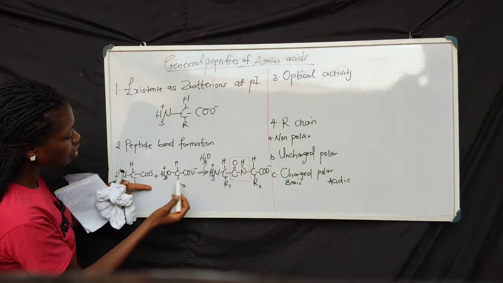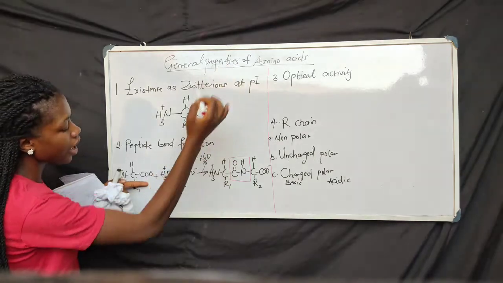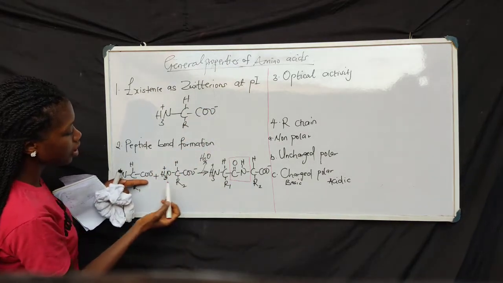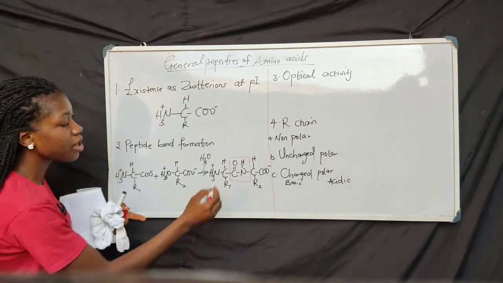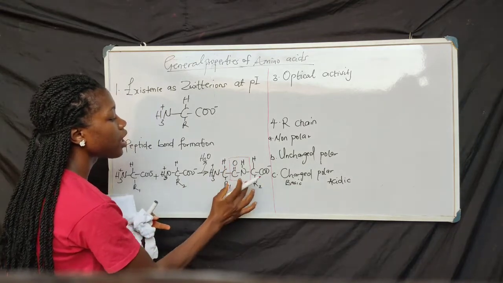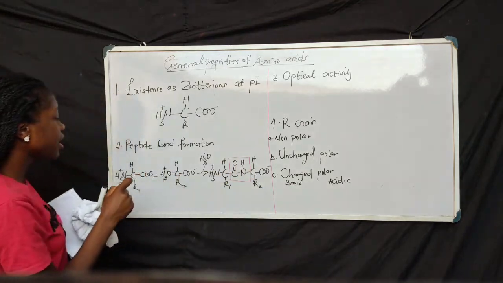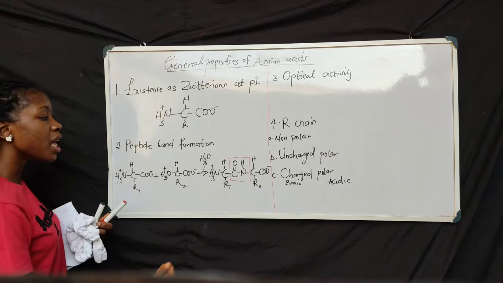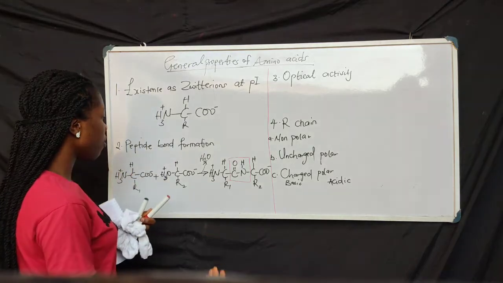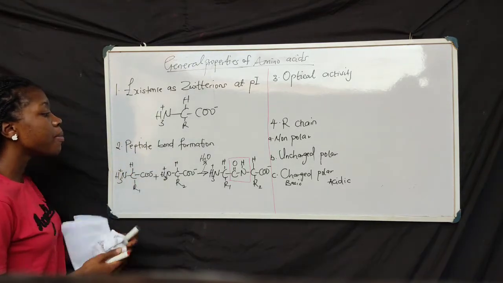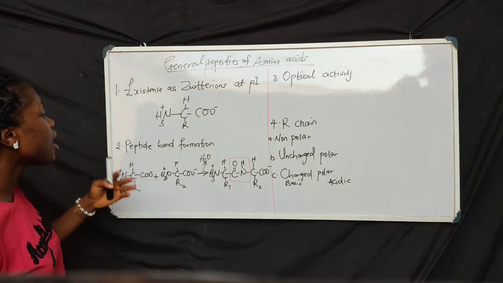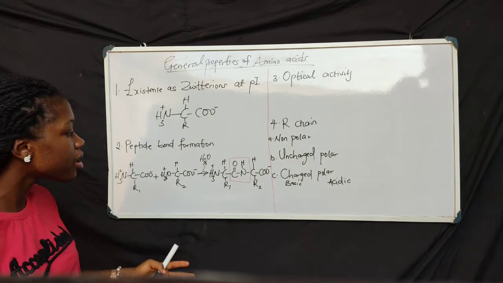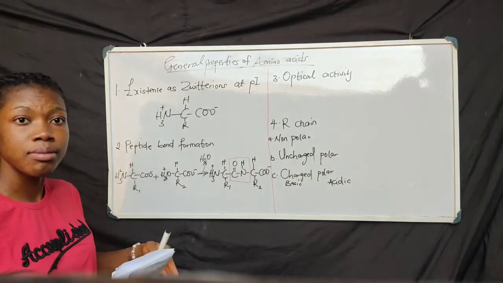Let's say we take two hydrogens from here, and we take one oxygen from here. We have water, and the remaining oxygen gives us this. So this is formed. This is a peptide bond. Amino acids can form many peptide bonds. That means many amino acids can polymerize to form polypeptides.